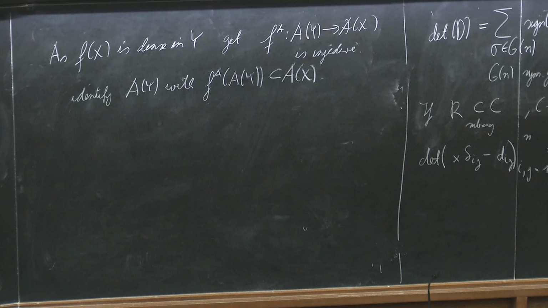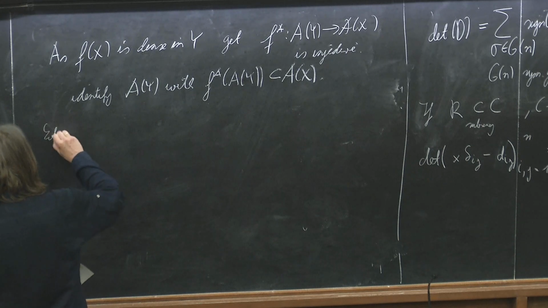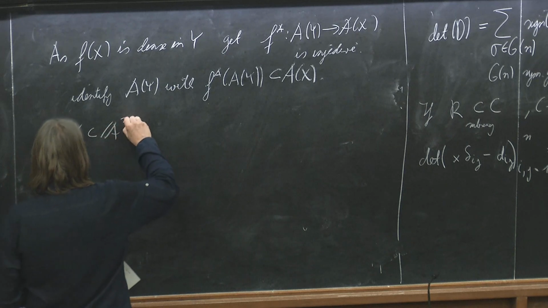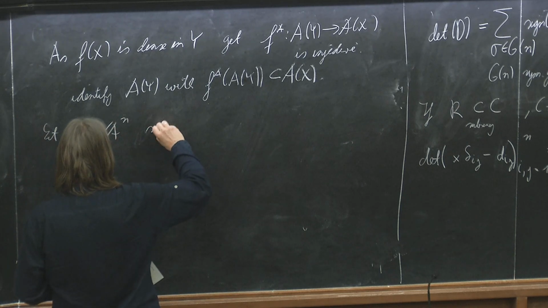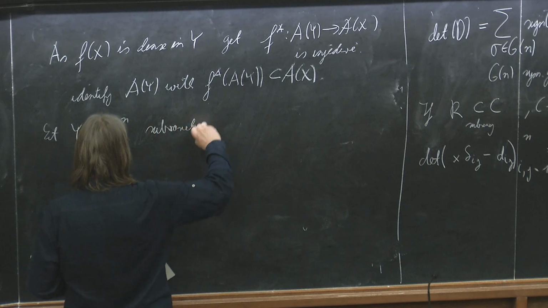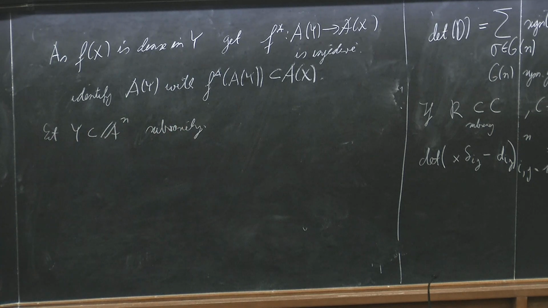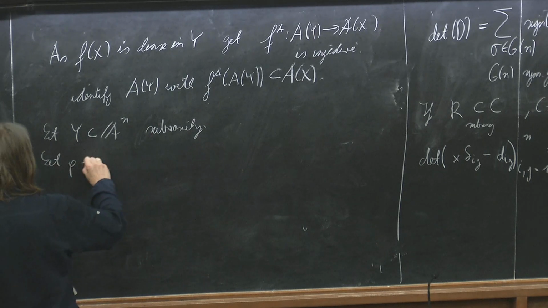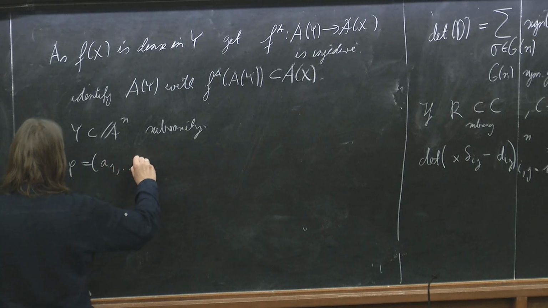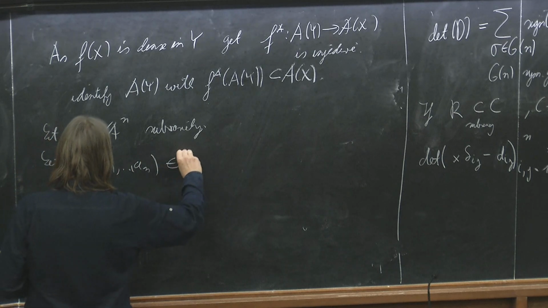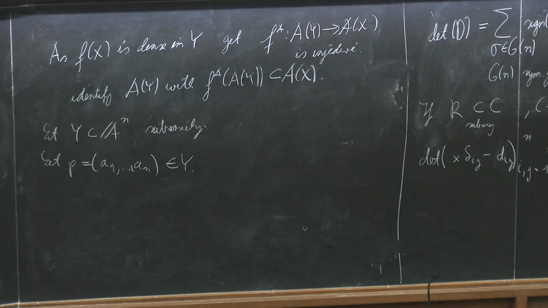So we can assume that X and Y are affine. We can assume that Y lies in some A^n. So let Y be a subvariety of A^n. So we have the coordinates, and we take a point (a1, ..., an) in Y. We have to show this point lies in the image of the map.